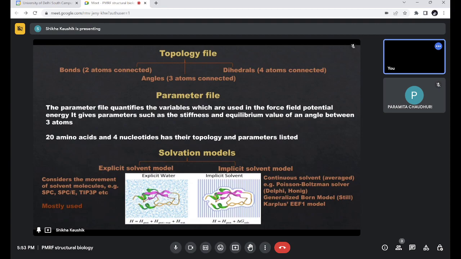So the topology file basically gives you three aspects. One is the bond, which we talk about at a linear or distance level. Then we talk about angles, where we have three atoms connected, and then dihedrals, where we have four atoms connected. So the topology file provides you these details. And the parameter file quantifies the variables which are used in the force field potential energy. It gives you parameters such as stiffness and the equilibrium value of an angle between three atoms.